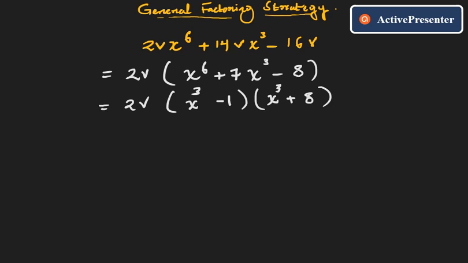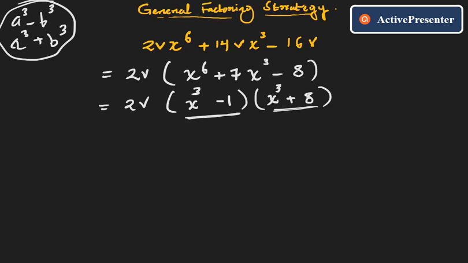Let's check if any more factorization can be done. Yes, this is a difference of two perfect cubes, and here also the sum of two perfect cubes. We know how to do that. We have a cubed minus b cubed, you know how to factor this, and also a cubed plus b cubed. So what are we going to do in this case?